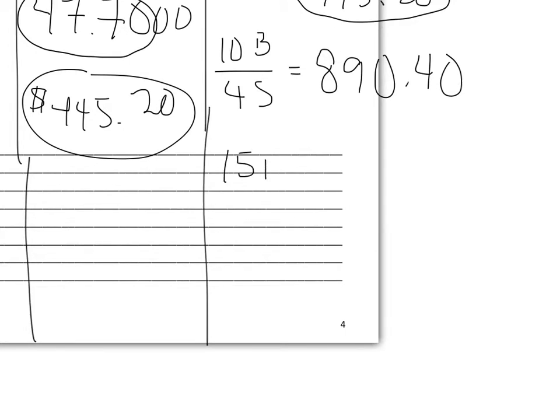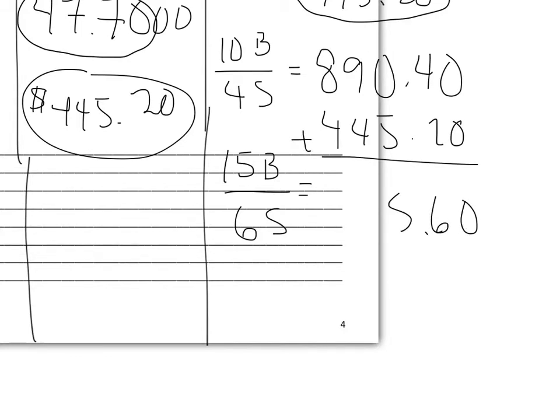Well, let's do 15 bikes and now 6 scooters. Let's see how much this costs. Well, if I add $445.20 to it, let's see how much that is. $1,335.60. Well, that's still under $1,600, so I'm going to try again.